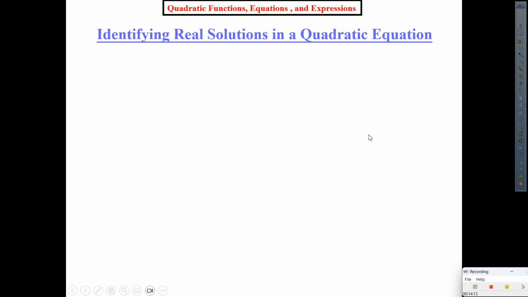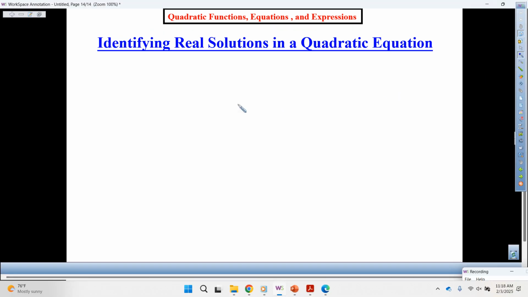So write this down on your notes, please. Identify real solutions in a quadratic equation. So tonight's homework, they're going to ask you for either a real solution or a non-real solution. So what does that mean, Mr. Q? Well, let's clear that up. That's why I wanted to write this down.